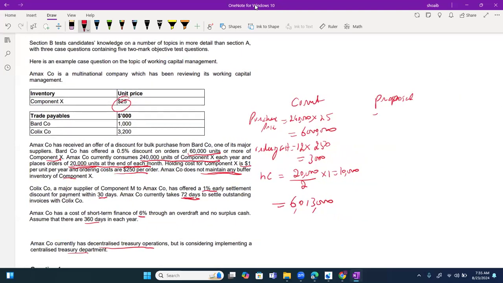Okay, what would be now? Units will remain same, 240,000 into price will decrease by 0.5%, 99.5.